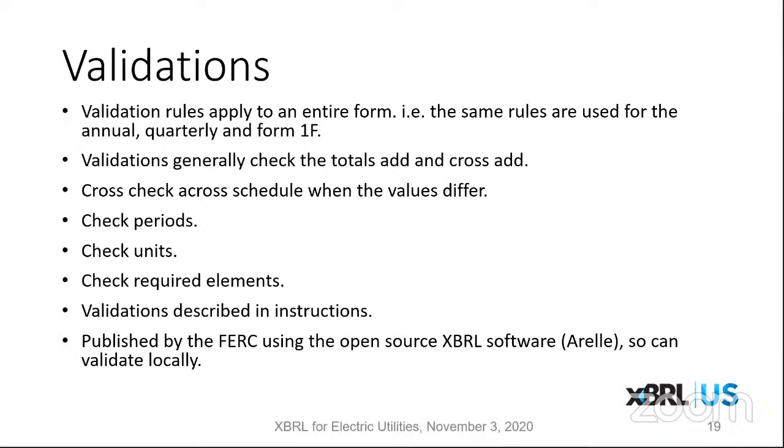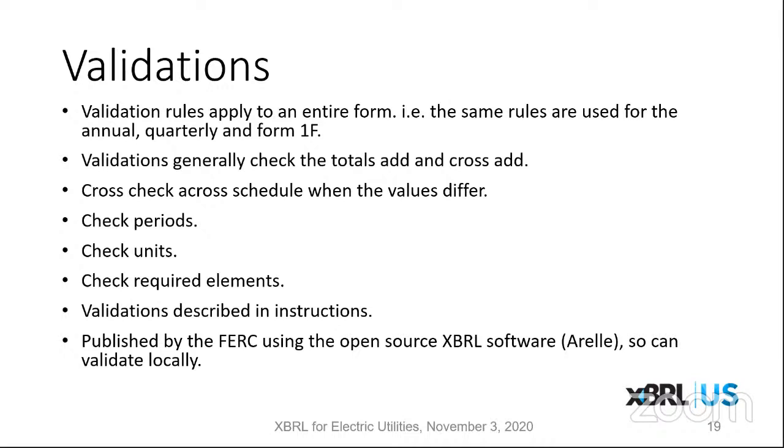So one set of validations will run on the Form 1, the Form 1-F, and the quarterly forms. And then there's a separate set of validations for the 714, for example. The validations generally will do cross checks, the opening to roll forward type checks, and basically all the validations that you see in the forms today, plus additional ones for cross and down, just doing all the cross footing. And basically rules have been added for all of those.